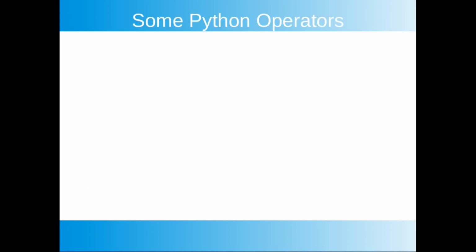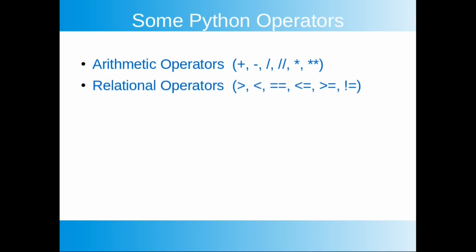Python uses operators such as plus, minus, single division, or we may say floating point division, double division, or integer division, and multiplication to perform arithmetic operations. It uses operators such as less than, greater than, double equal to, not equal to, less than or equal to, greater than or equal to perform relational operations, which evaluate to either true or false.